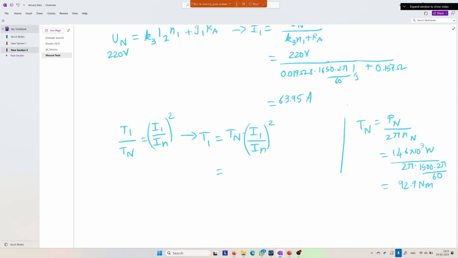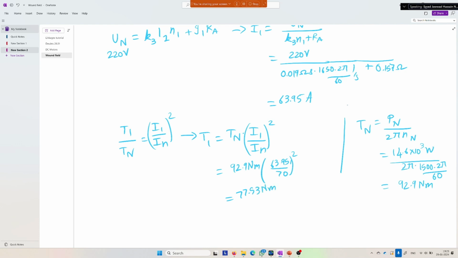So using that value here, 92.9 Newton meters multiplied with I1, 63.95 divided by 70 amps, the unit cancels out, squared. So you can see the torque is lesser, as we expected at higher RPM. Then the answer I get is 77.9, but let me check that. 92.9 into 63.95 divided by 70 squared. 77.53.